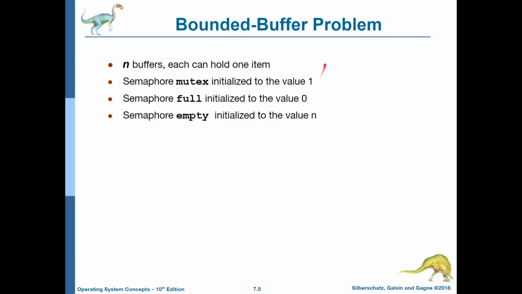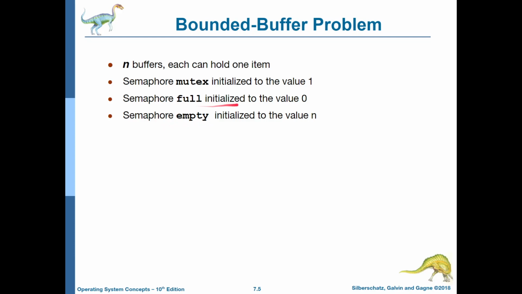Now, in order to use a bounded buffer, you will have a buffer of n items. It says n buffers, each can hold one item, but you'll have a buffer that contains n items. You'll have a mutex, and you'll have a full semaphore and an empty semaphore. Now, you can actually do this without the mutex, but you're welcome to use it as well. But it really is the full semaphore and the empty semaphore that matter.